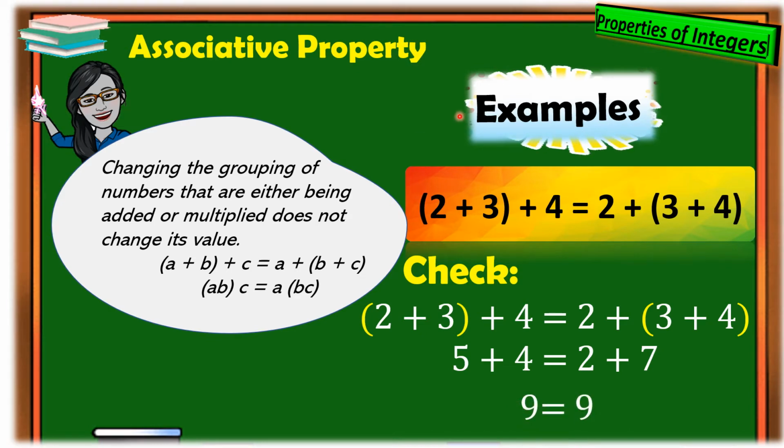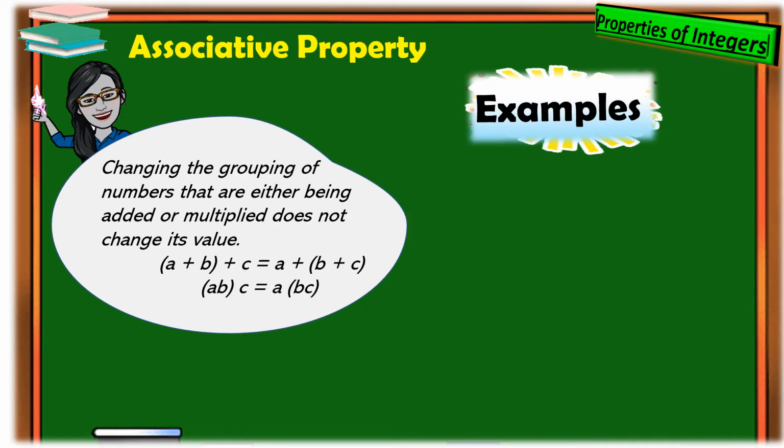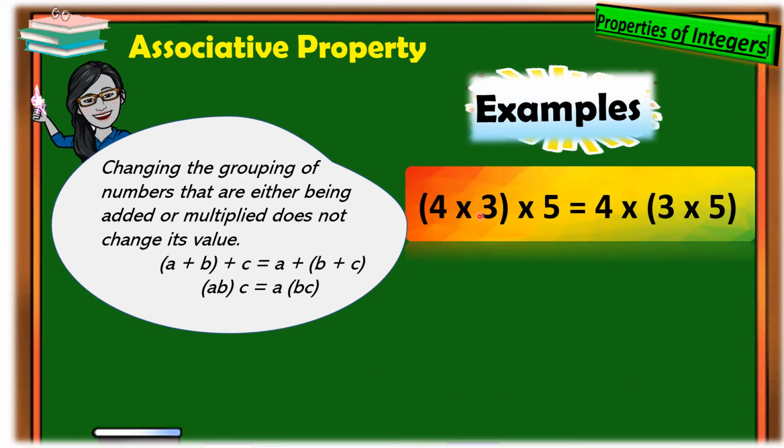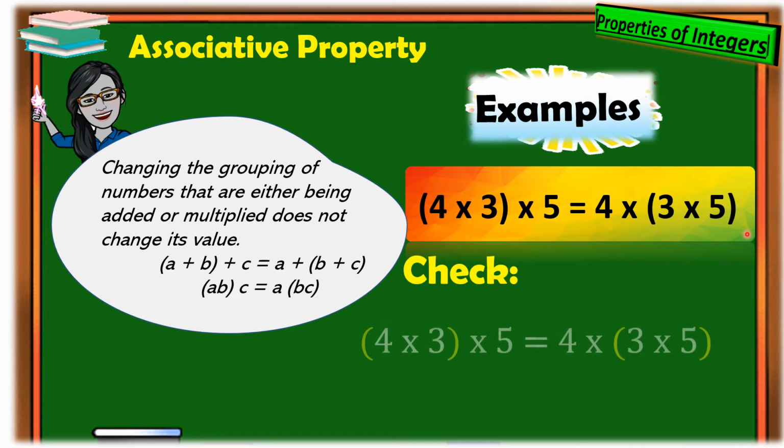So, they are the same, okay? Hindi daw magbabago ang value. Okay, now let's see multiplication here. So, ang given ay 4 times 3 times 5. Okay, so ang first grouping ay nasa 4 and 3, and then ang second grouping, ang ating grouping sa right side ay 3 times 5. Okay, tingnan natin kung magbabago ba.